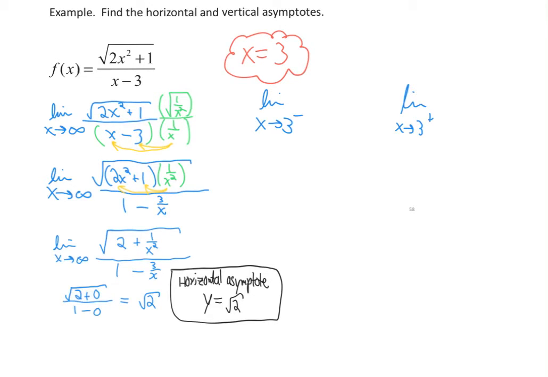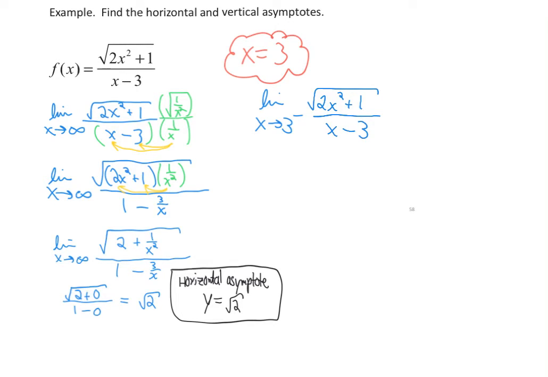And we're supposed to get positive infinity or negative infinity. If by doing one of these limits we get either of the infinities, then we're done. We don't have to do the other one. So let's do limit as x approaches 3 from the left, and if that's good enough, then that's good enough. So limit as x approaches 3 from the left of square root of 2x squared plus 1 over x minus 3.